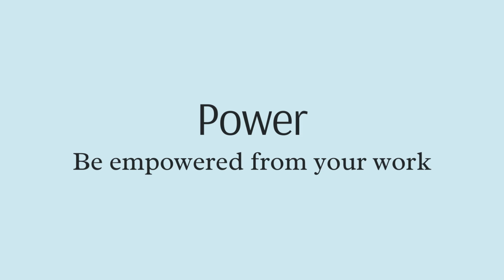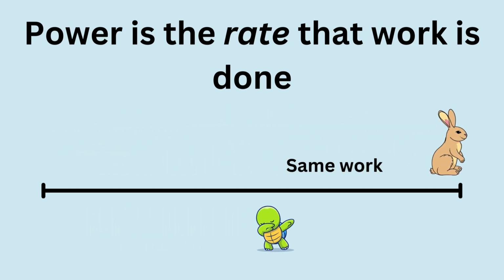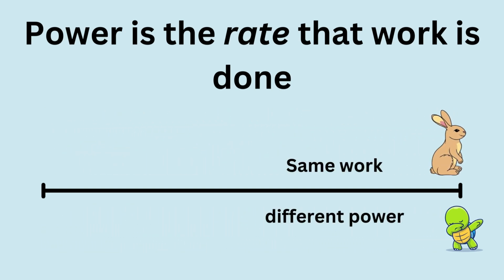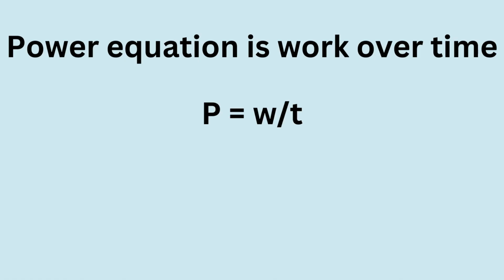Introduction to power. What is power and how do you calculate it? Power is the rate at which work is done. As a reminder, work is the amount of energy transferred. The work-energy theorem states that the work is equal to the change in kinetic energy. Power equation is work over time.